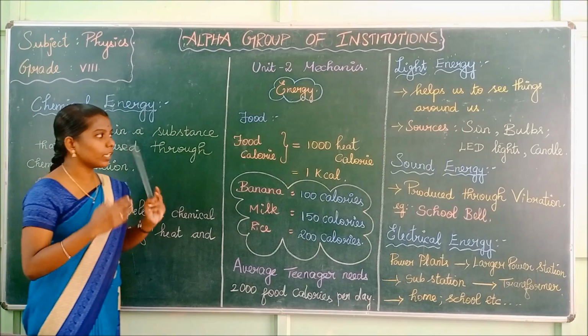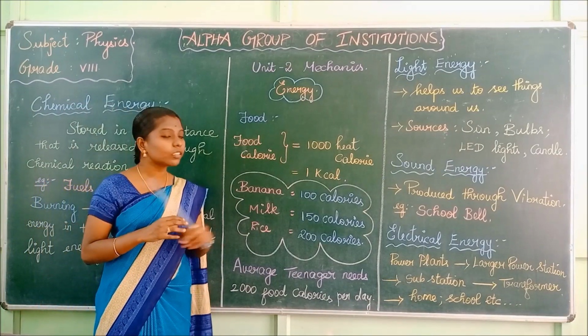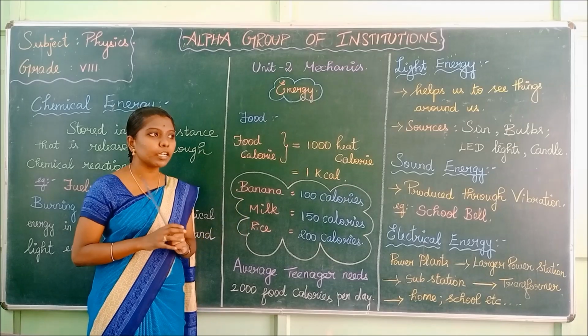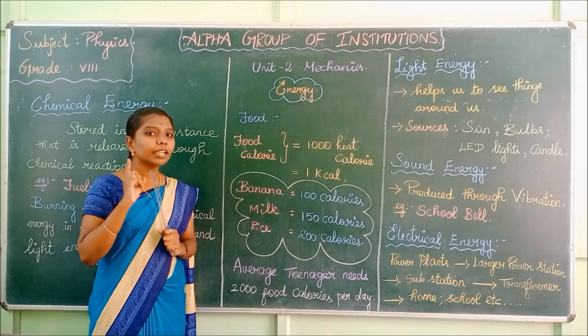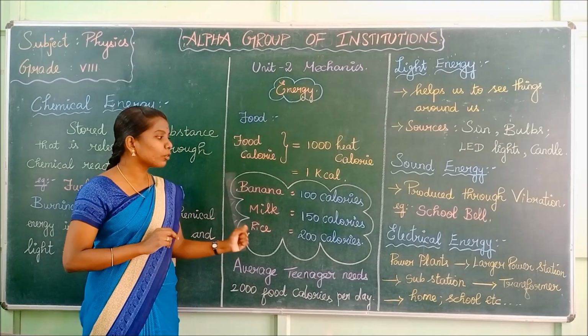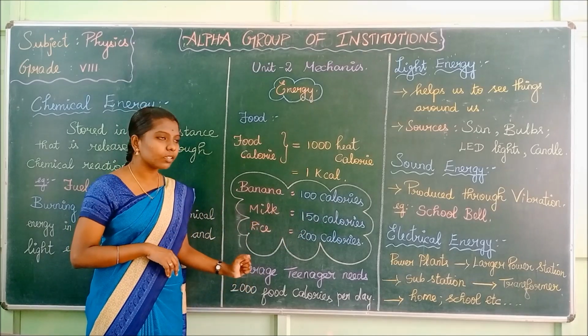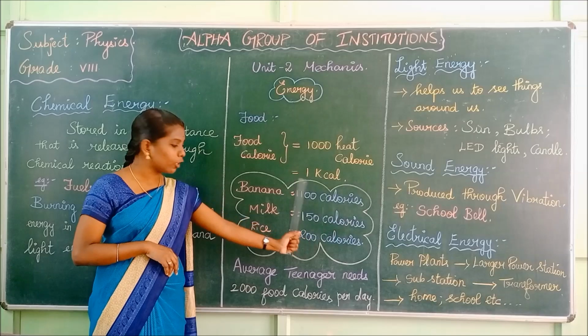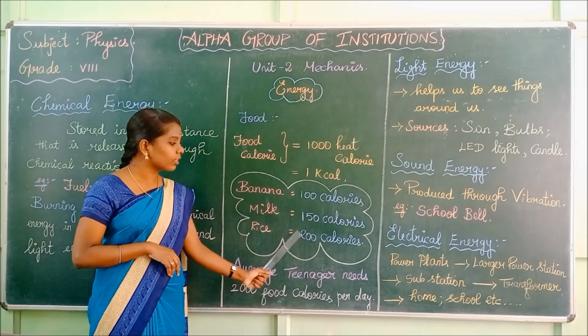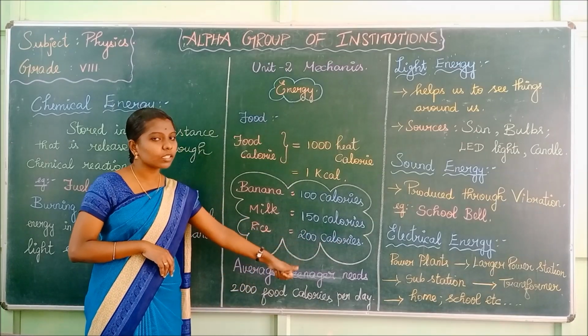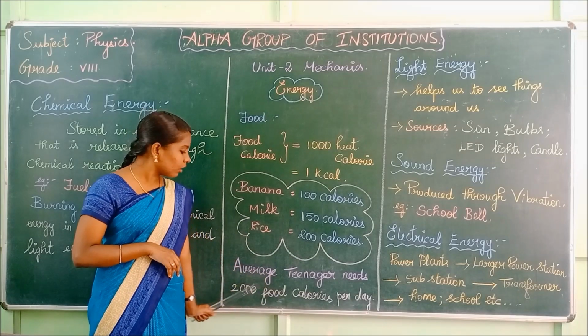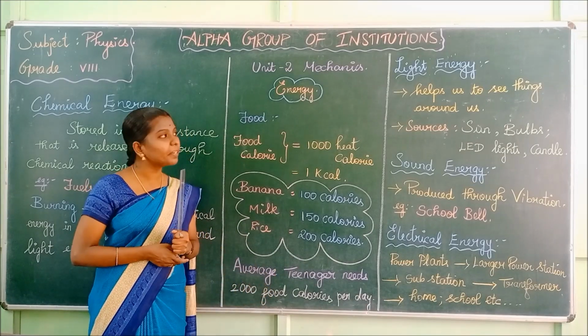Next, the food that we intake contains heat calories. 1000 heat calories is 1 kilocalorie. The banana that we take contains 100 calories. Milk that we take contains 150 calories. The rice that we intake contains 200 calories. An average teenager needs 2000 food calories per day.